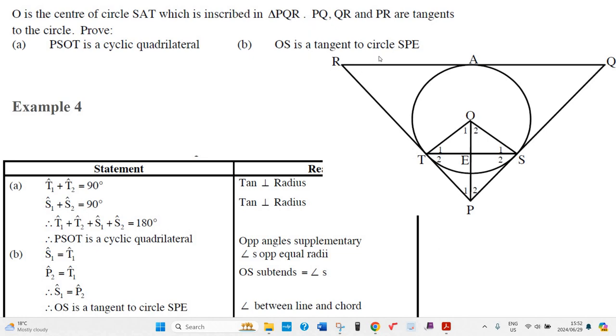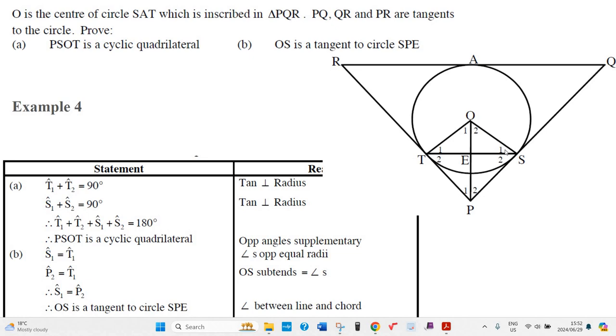Now, why is OS tangent to the circle SPE? I don't see a circle, but let's go. SPE. There's no circle, but you have to prove that you could put a circle around here. And that would be true if we could figure out that S1 was equal to P2. But we know this is a cyclic quad now, so there's all sorts of things that we can do.